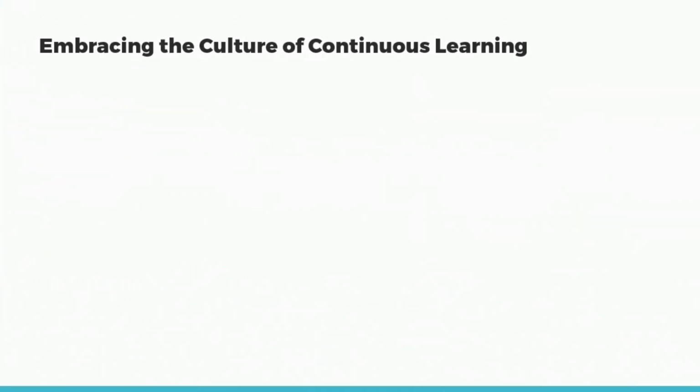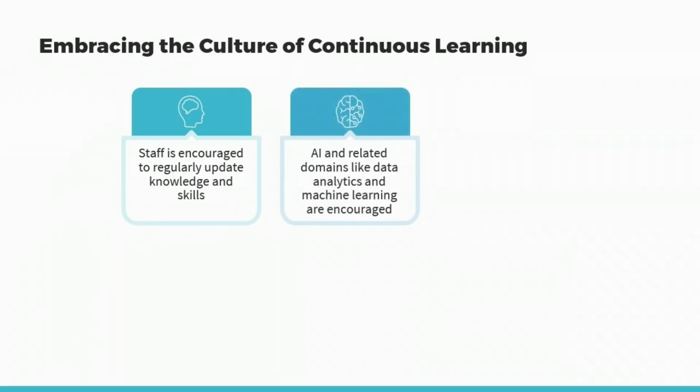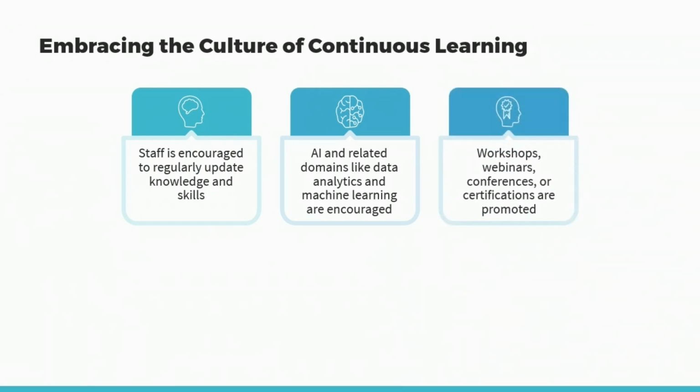Now, promoting a culture of continuous learning is super important for staying ahead in the rapidly evolving field of AI and automation. Staff is encouraged to regularly update their knowledge and skills, promoting a culture of curiosity, innovation, and personal development among employees. And AI and related domains like data analytics and machine learning are encouraged, recognizing their pivotal role in driving organizational success and competitiveness in this digital age. And that means workshops, webinars, conferences, or certifications are also promoted, providing employees with opportunities to stay abreast of the latest trends and technologies and best practices.